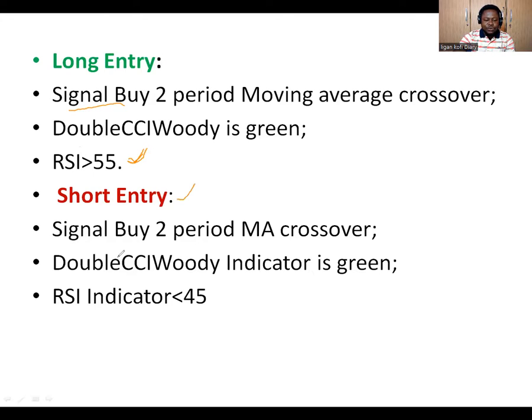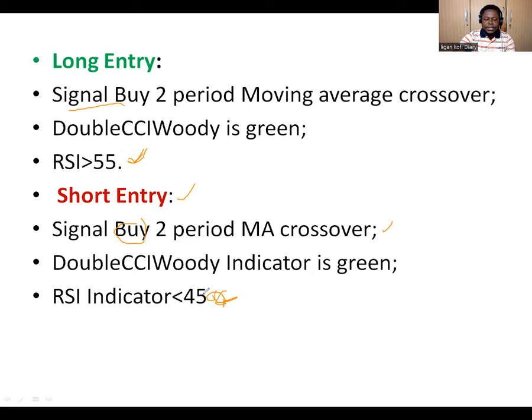Then the short entry signal should be sell. Signal sell, please, not buy. The 2-period MA must cross and give you a signal to sell. And the DoubleCCIWoody indicator green, the RSI indicator must be below 45. I think I'm supposed to make corrections here, but it must be below 45. That is, if you are to go for short entry, it must be below 45. If you are going for buy entry, it must be above 55. So that is the RSI.